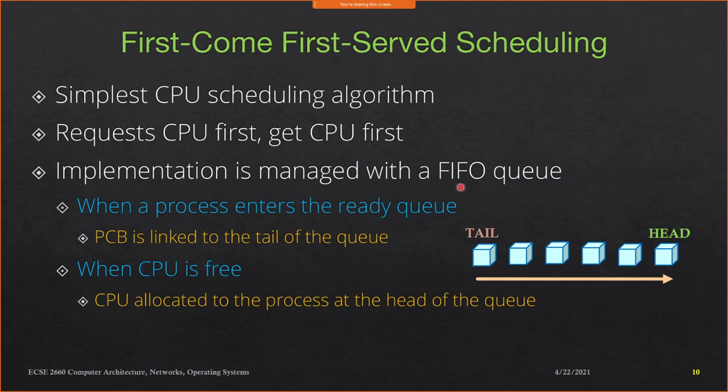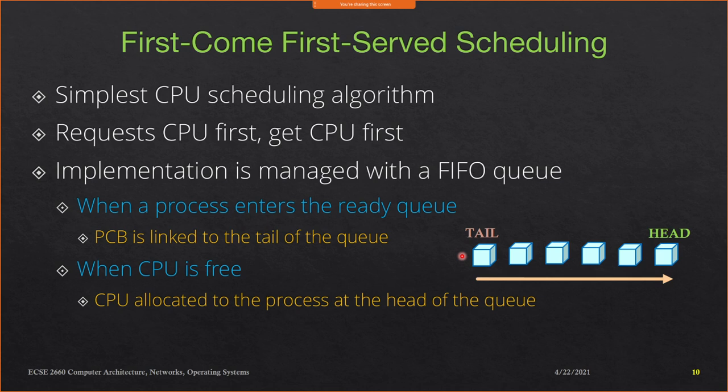Implementation is managed by a first in first out queue, as shown over here. There's a tail of the queue all the way over here, there's a head of the queue all the way at the front. So when a process enters into the ready queue, the process control block for each process, that PCB is linked to the tail of the queue. So you come in to the ready queue, your PCB will get linked to the tail of the queue so as to enter the FIFO.